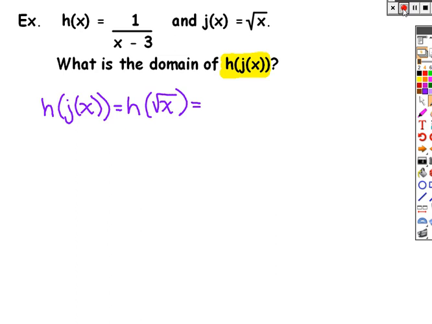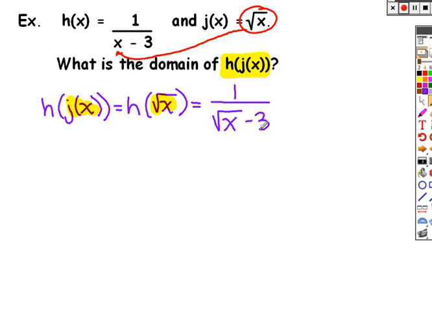So h of j of x, j of x is actually the square root of x, which means I would want to be inputting the square root of x into function h. Wherever I see an x, I'm going to replace it with the square root of x. So h of j of x actually is equivalent to 1 over the square root of x minus 3.